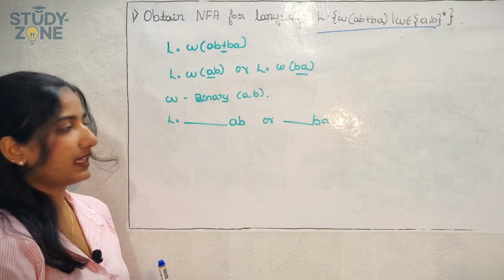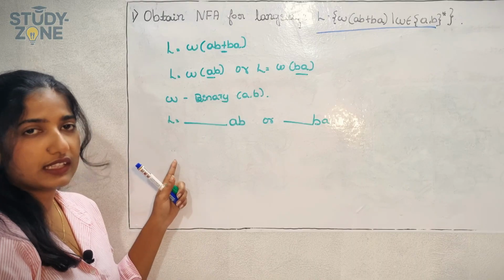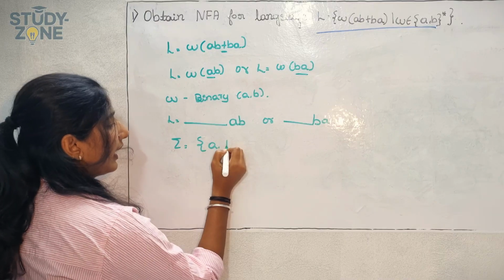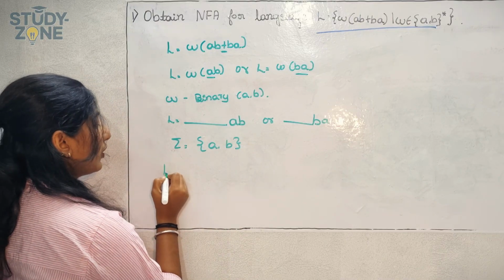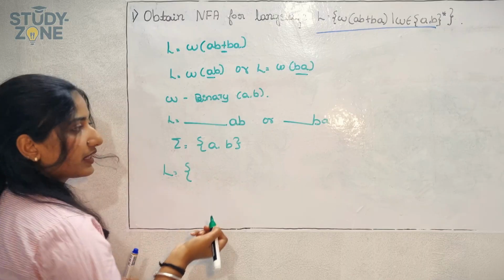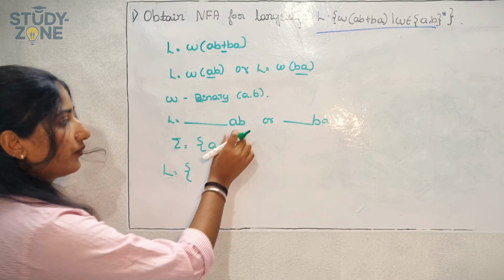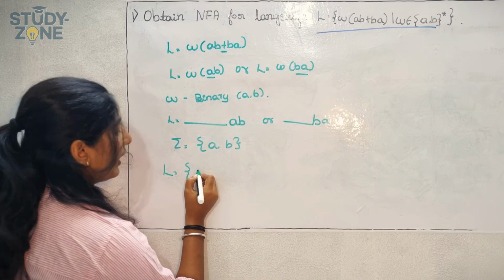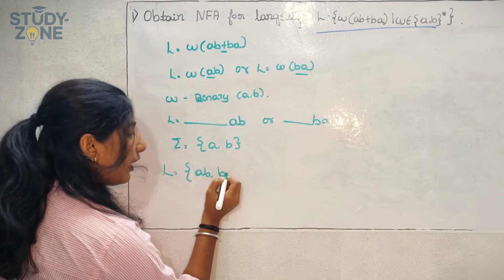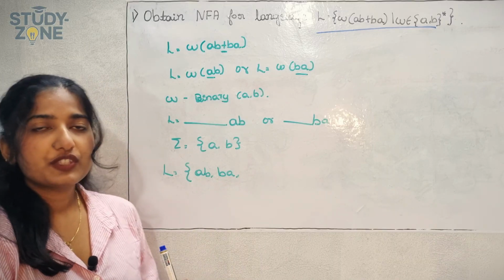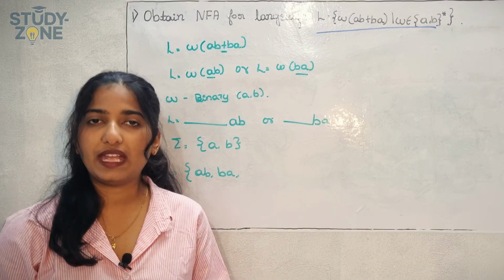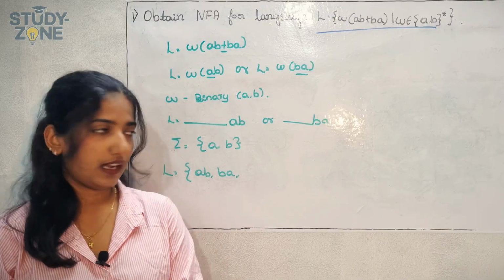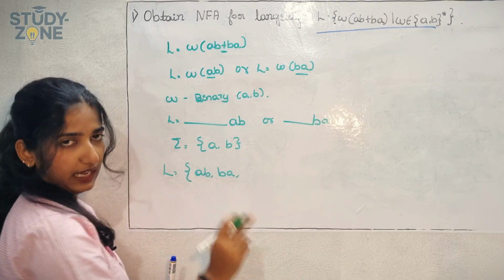That is compulsory. So what is the alphabet? The alphabet is the same as in DFA: a, b. The language can end with ab only, or with ba. The string will get accepted if we have ab at the end, or the string will get accepted if there is ba at the end.